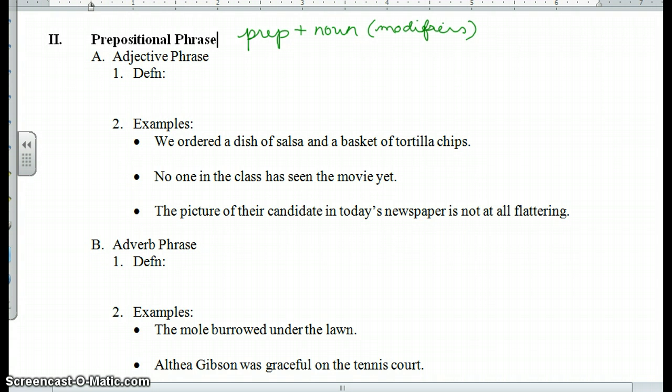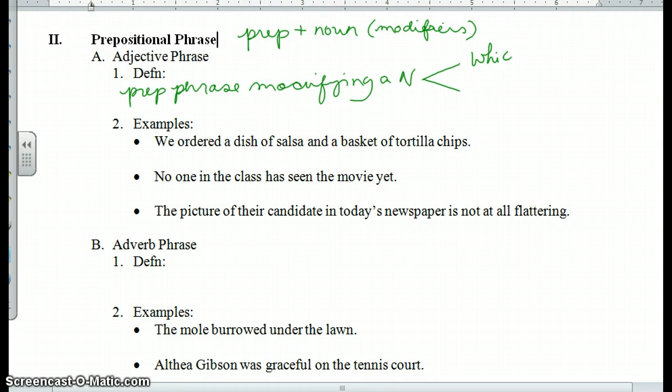Now, an adjective phrase is going to do exactly what adjectives do. It's going to be a prep phrase modifying a noun. It will answer those adjective questions of which kind or which one. Now, typically at this level, finding the prep phrases isn't much of a challenge.